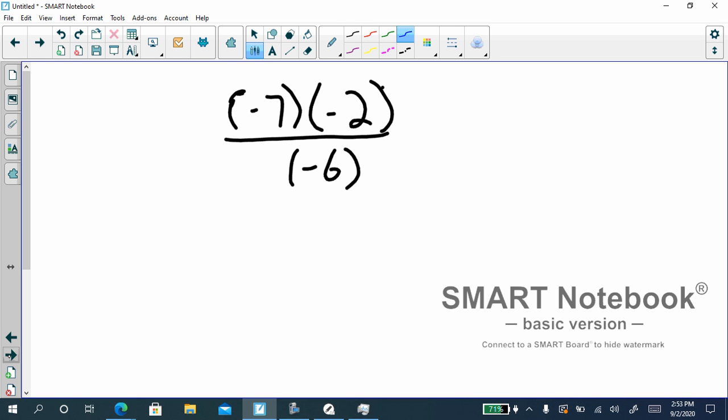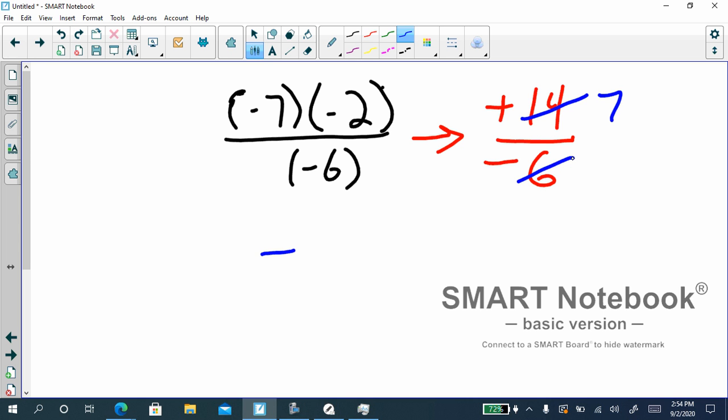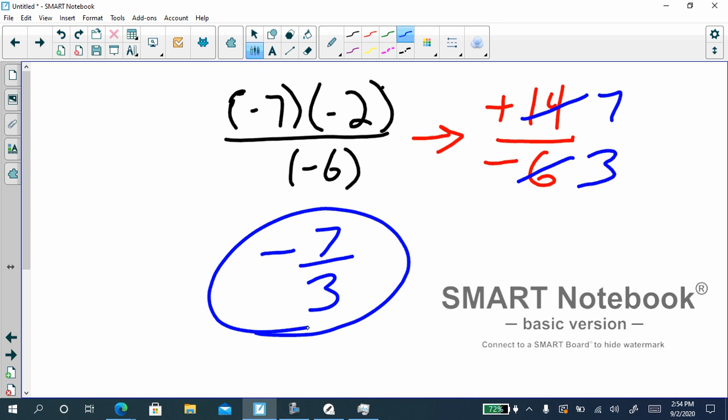So let's do a couple more examples. Here we do order of operation. If we have a fraction, we do everything that's on top and everything that's on bottom separately. So on top, we have a negative times negative. 7 times 2 is 14. On bottom, we have a negative 6. Well, 6 doesn't go into 14 evenly, but we can reduce this. A positive divided by a negative is negative. 2 goes into 14. 2 also goes into 6. So we have simplified that.